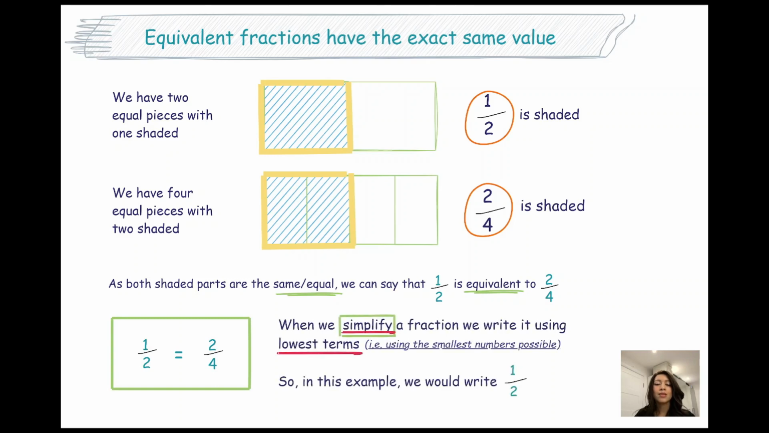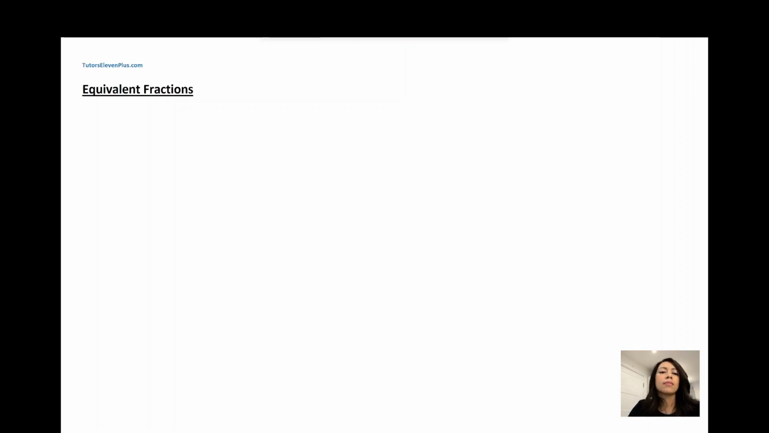Now, when we simplify a fraction, we write it using lowest terms. This means using the smallest numbers possible. So in this example, we would write 1/2. Let's have a look at some equivalent fraction examples.